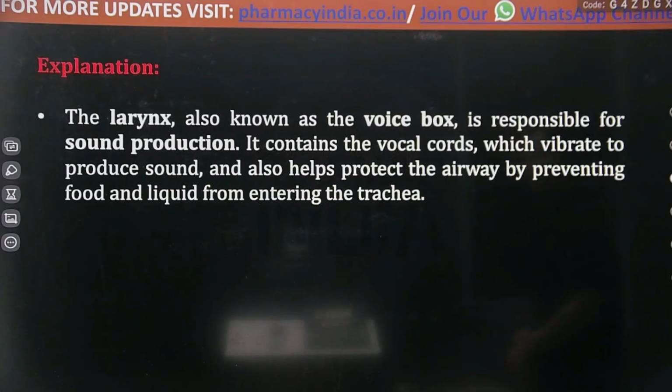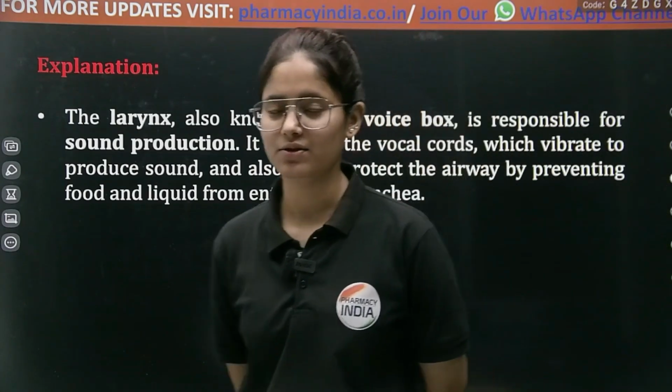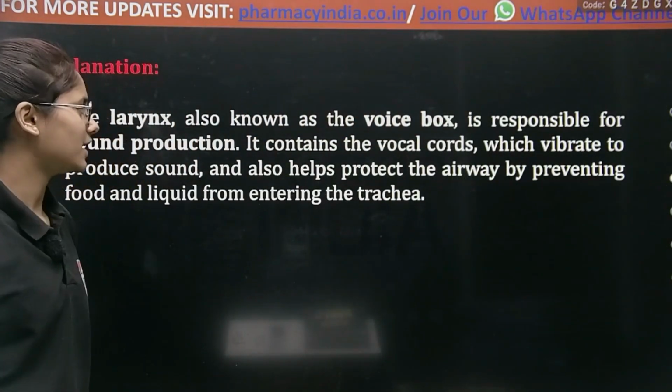The larynx, also known as the voice box, is responsible for sound production, and it contains the vocal cords which vibrate to produce sound and also help protect the airways by preventing food and liquid from entering the trachea. So the correct option should be that.